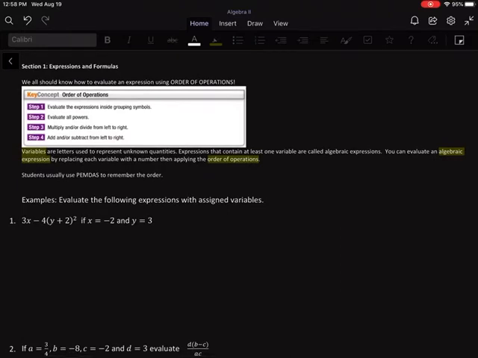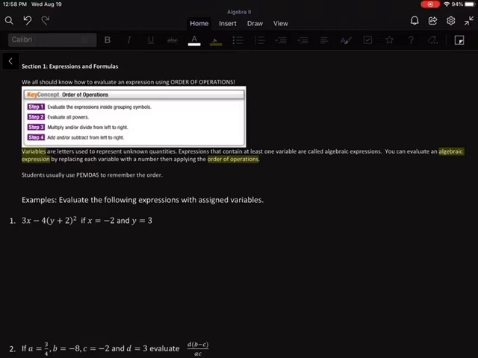Variables, obviously, are letters used for unknown quantities. Expressions contain at least one variable. An algebraic expression can be simplified using the order of operations. We usually use PEMDAS, right? Please excuse my dear Aunt Sally.